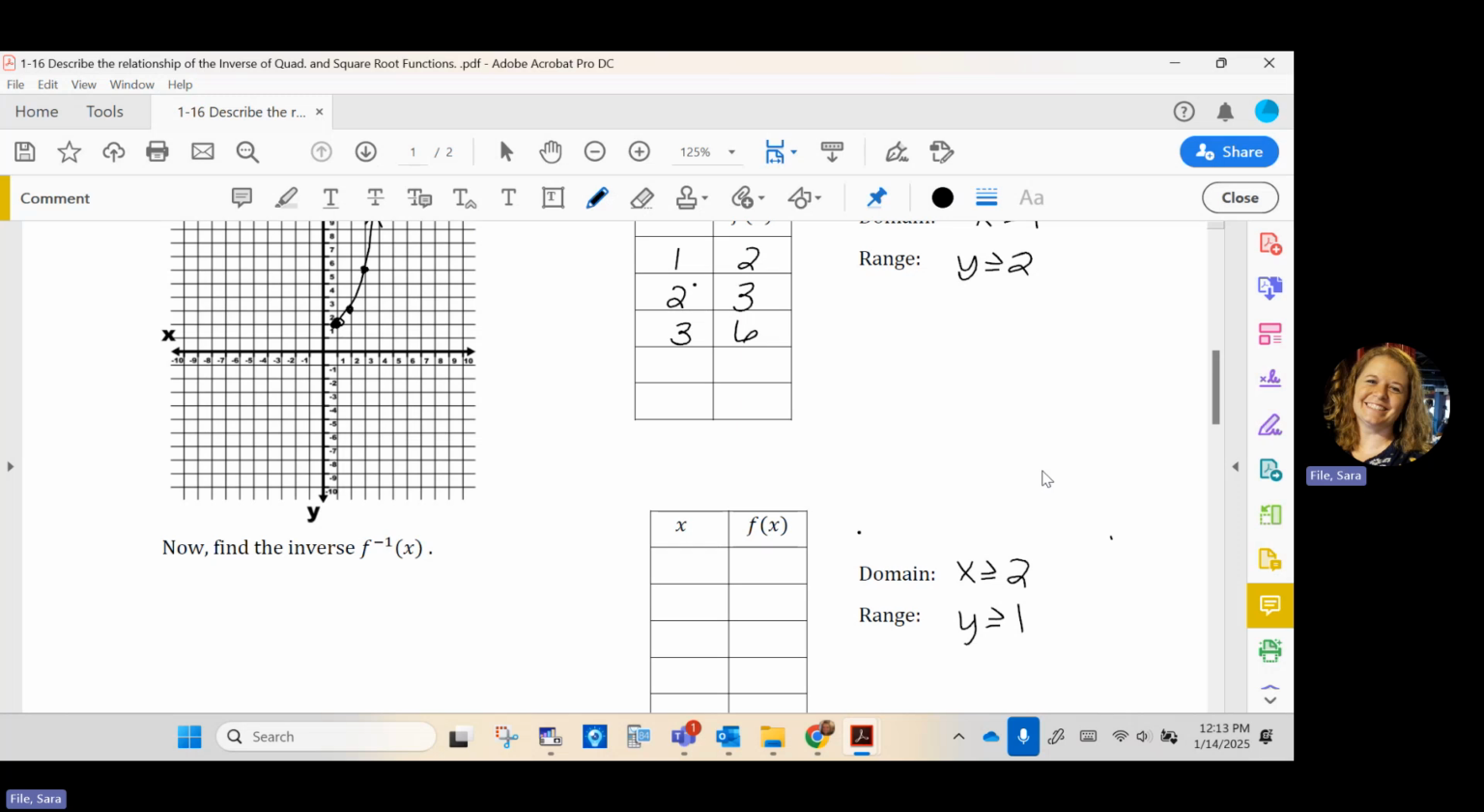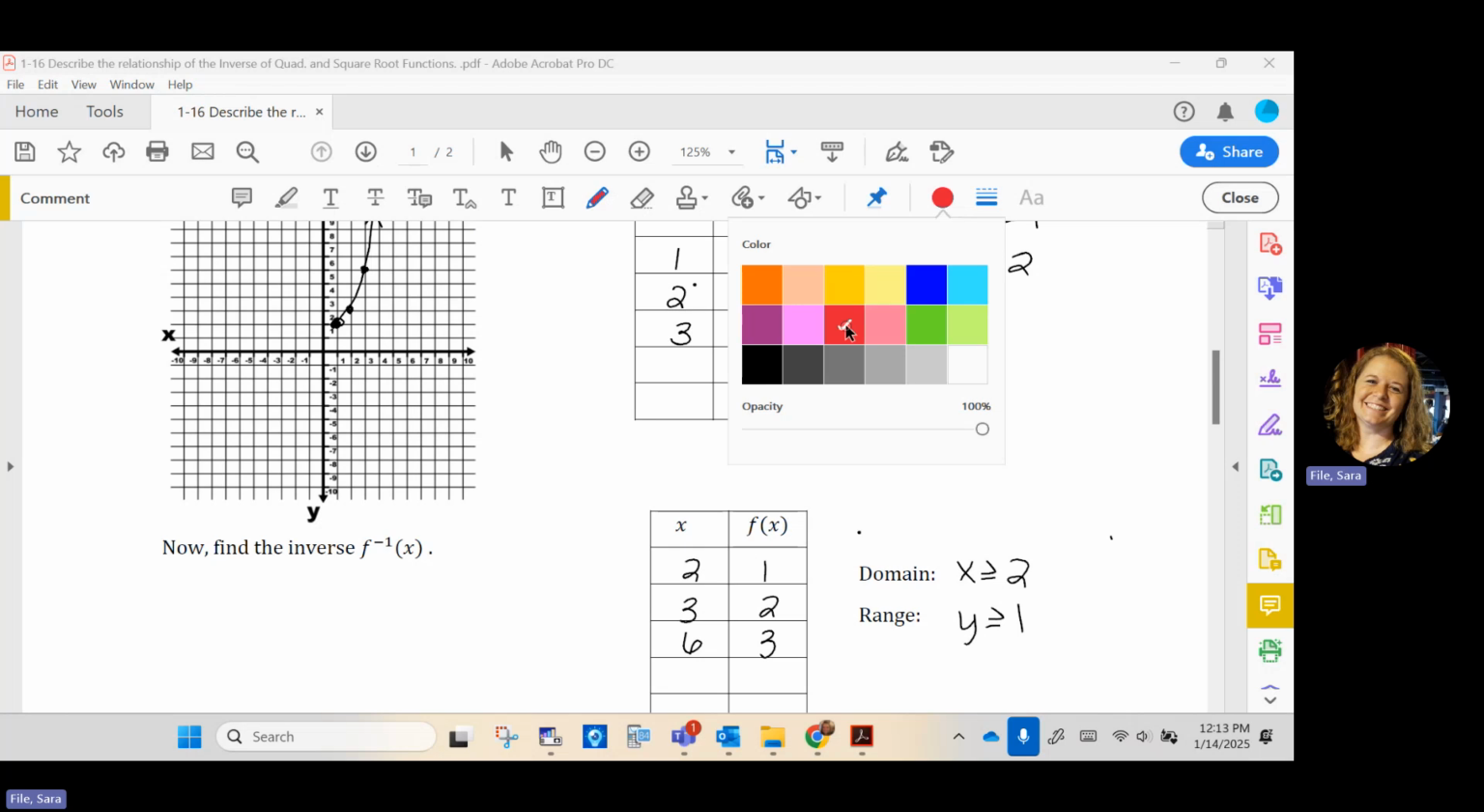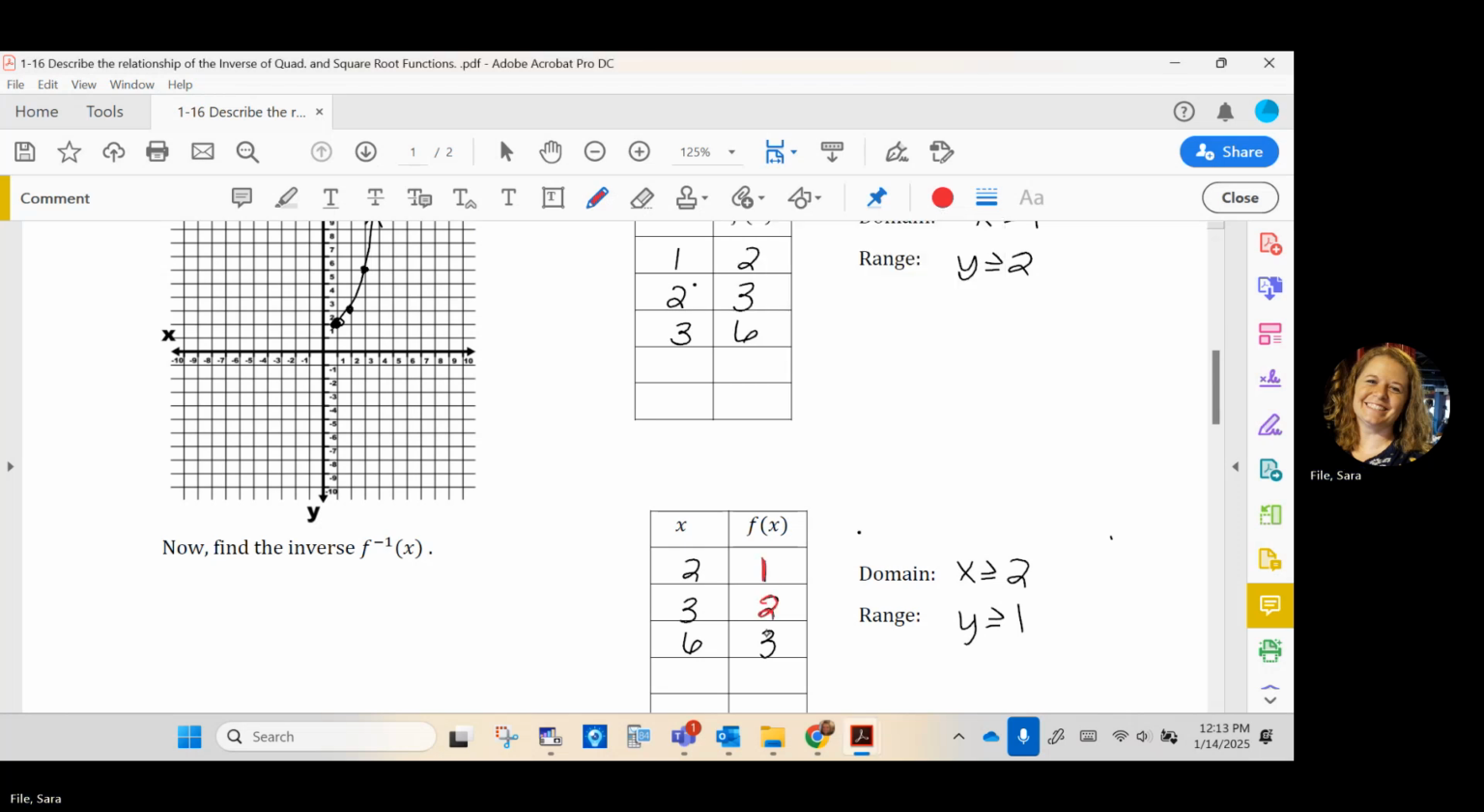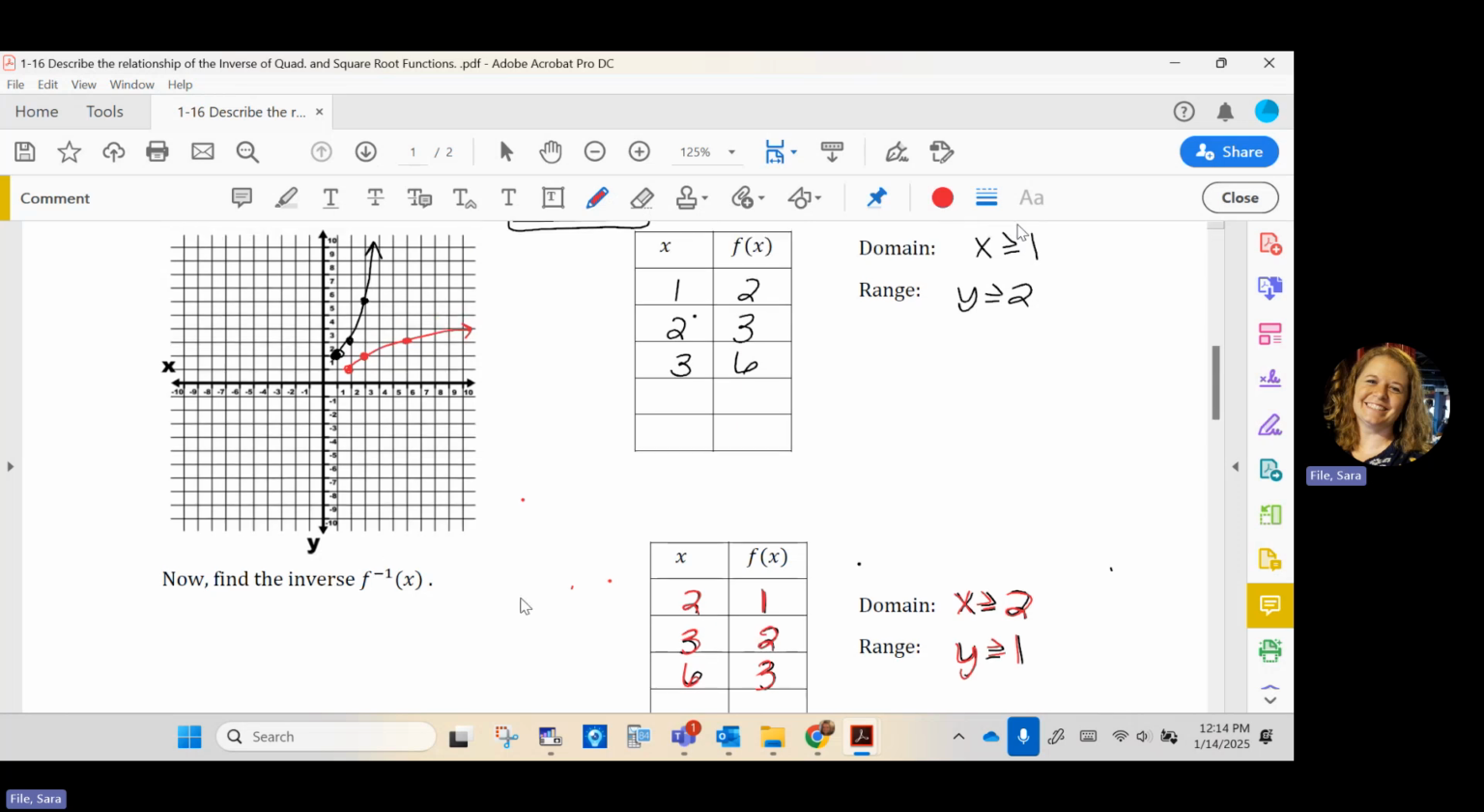Now you're going to flip those for the inverse. What is the x becomes the y, and what is the y becomes the x. So that's just going to flip. Let me actually choose a different color to do this in. Graph the inverse in red. So plot these points at (2, 1), (3, 2), and (6, 3). I'm going to plot that curve.